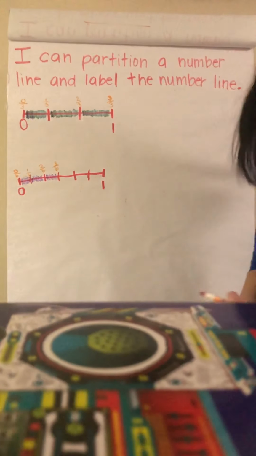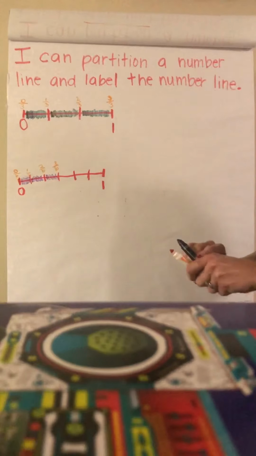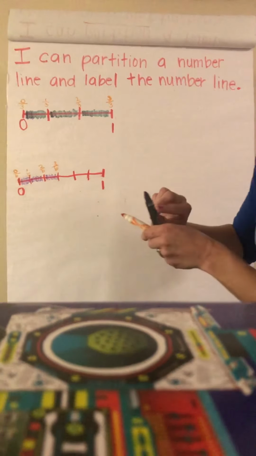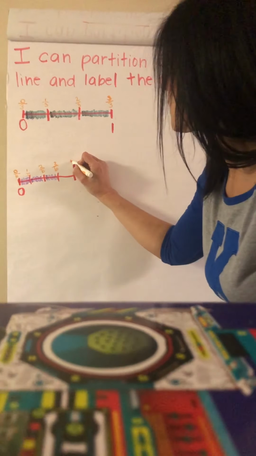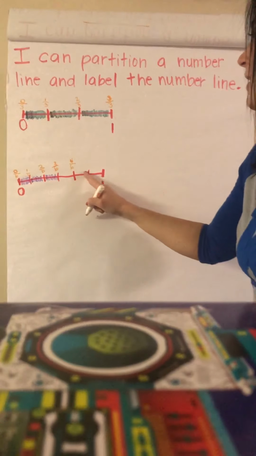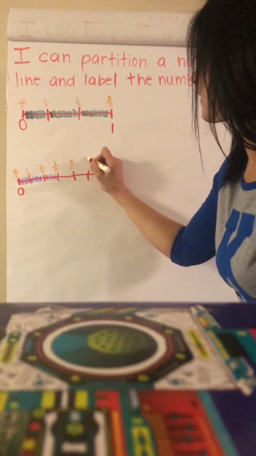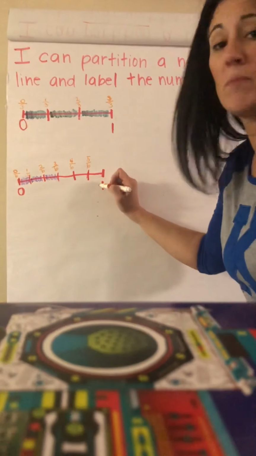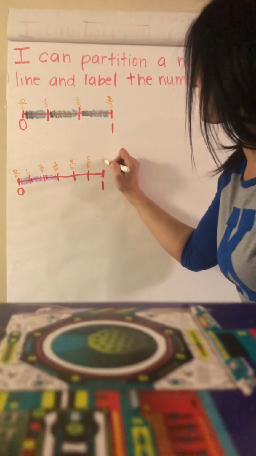Okay. So we're going to keep going. This would be 4/6. Then I've got another one, so that's 5/6. And when I get to 1, that should be my whole line, or 6/6.